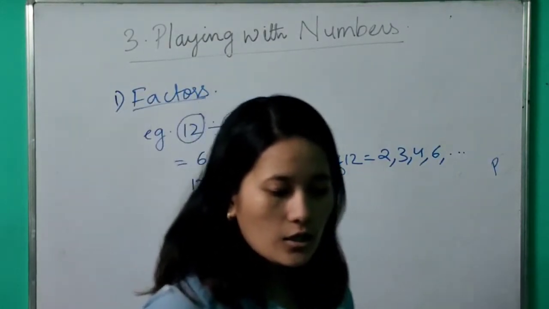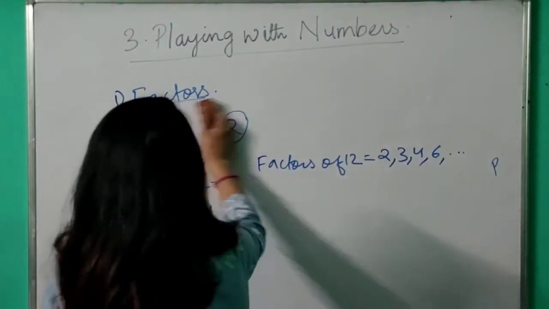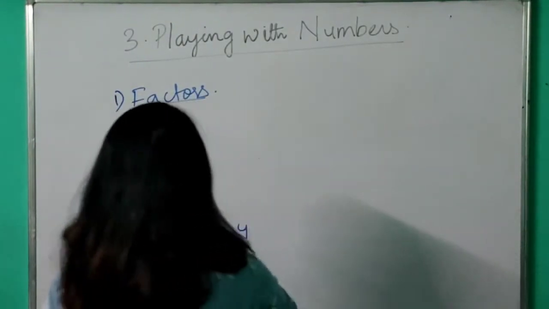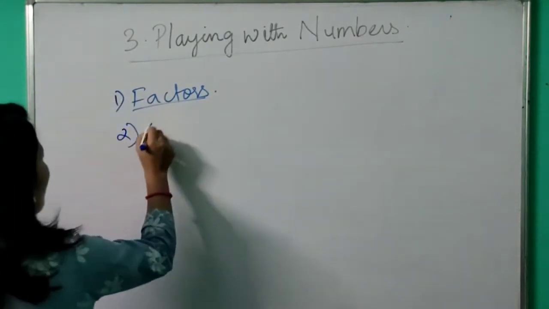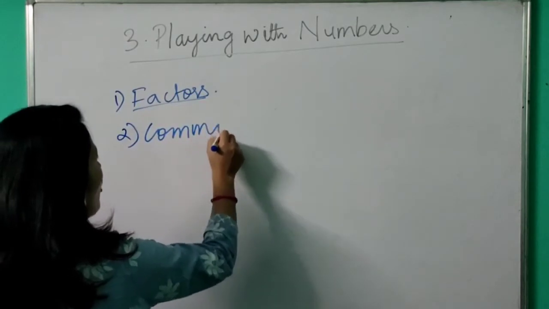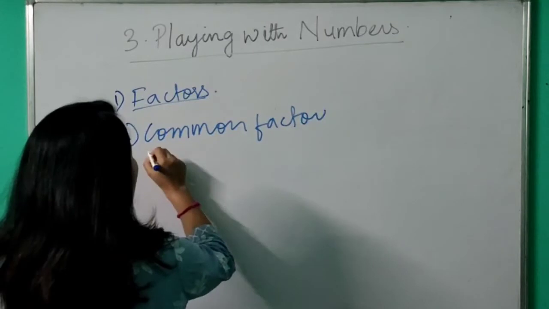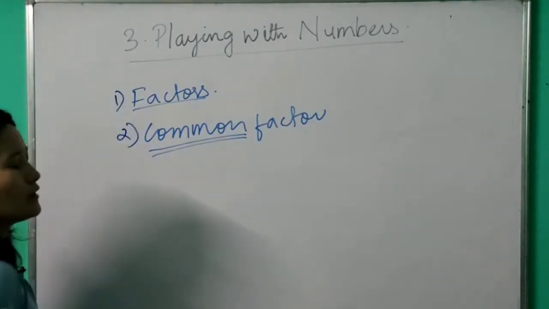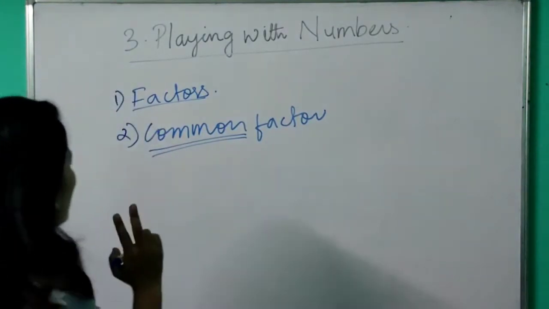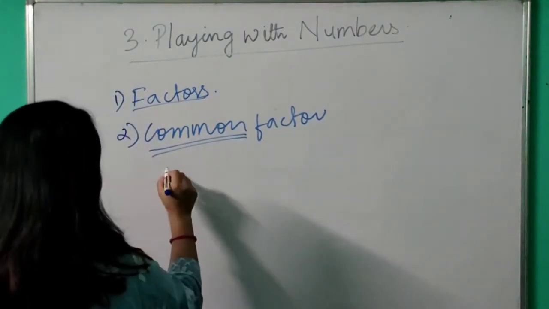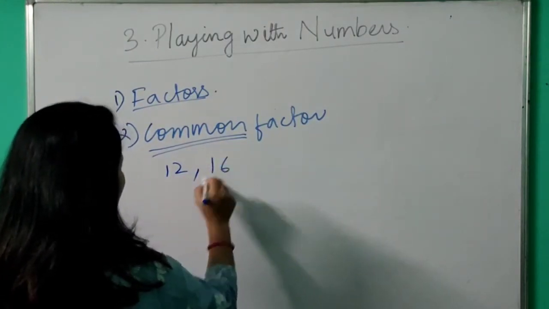So next let us discuss what are common factors. Now what do you mean by common factors? I hope you understood what is a factor. Now let us discuss what is a common factor. Here the term common, what do you mean by common? Common means similar, right? So if we take two numbers, let that be 12 and let that be 16.